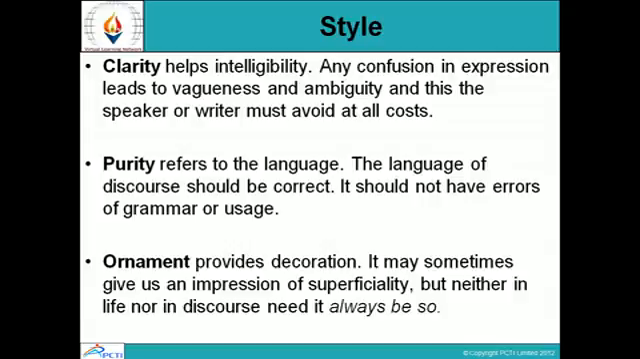The next thing that is important, that comes under decorum, is clarity. Clarity helps intelligibility. Any confusion in expression leads to vagueness and ambiguity, and this the speaker or writer must avoid at all cost. Purity refers to the language. Language of discourse should be correct. It should not have errors of grammar or usage. Ornament provides decoration. It may sometimes give us an impression of superficiality, but neither in life nor in discourse need it always be so.